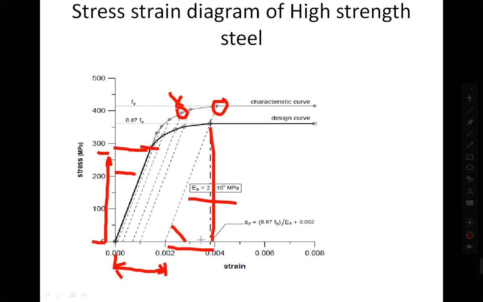So how much is the modulus of elasticity? It is 2 into 10 to the power 5 MPa. And the strain of steel is how much? The strain is equal to stress divided by the modulus of elasticity, plus this permanent strain. So at this level we get the strain of steel.